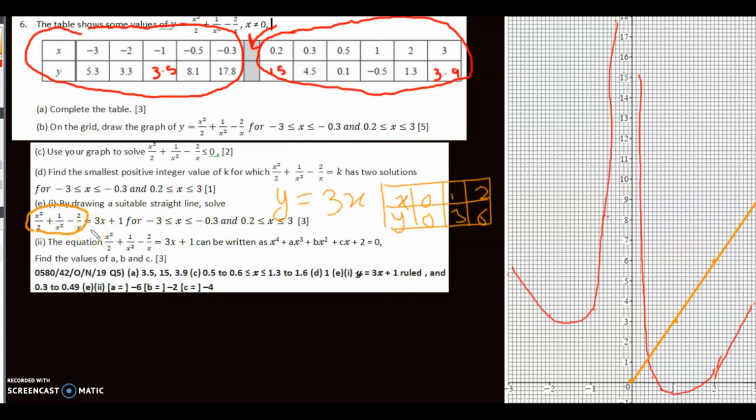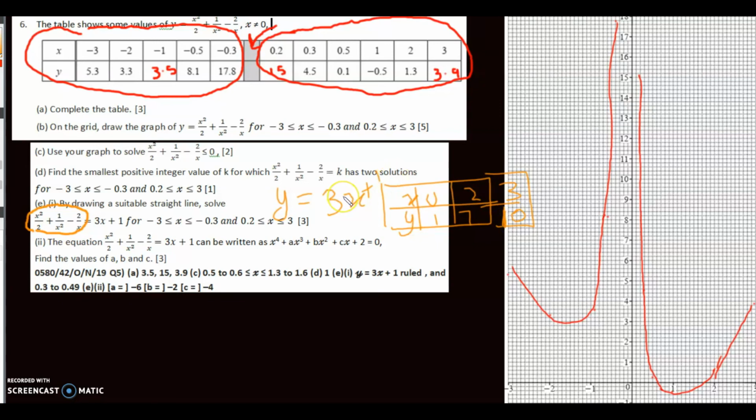Oh, it was plus 1 as well. So I'll have to redraw this. I did not read plus 1. So it's 3x plus 1. So when x is 0, y would be 1. When x is 2, y would be 6 plus 1, 7. And when x is 3, y would be 3 times 3 is 9 plus 1, 10.